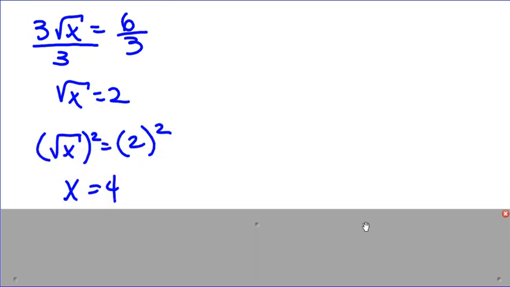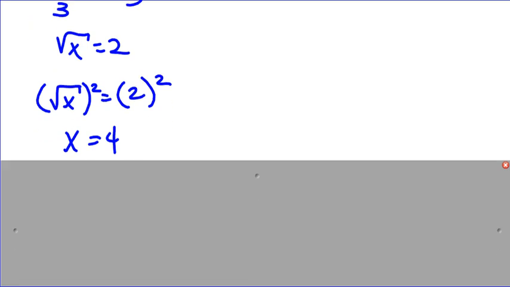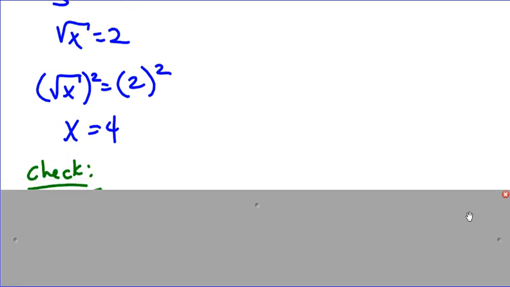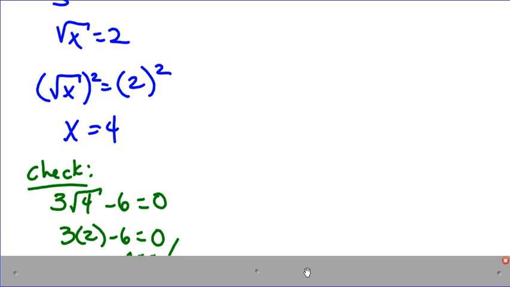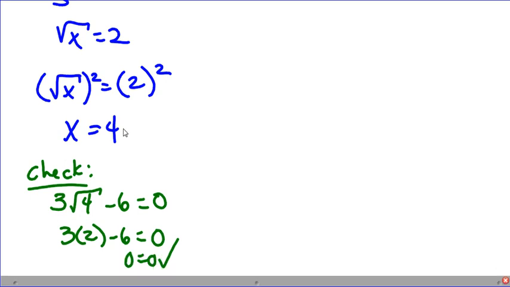So we have 4 being the value for x. We want to make sure that it's a true statement, so we're going to substitute back into the original equation. Well, the square root of 4, that's 2. 3 times 2, that's 6. 6 minus 6 is 0. So x is equal to 4.